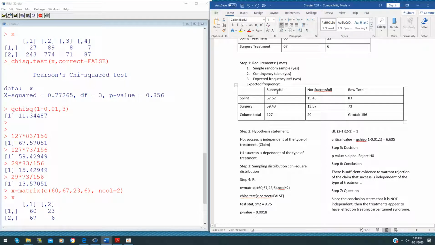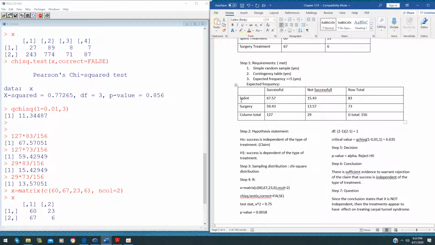If you want to figure out the successful for the splint, you have to take 127 times 83 divided by 156. So if you use a calculator, you will get 67.57. And then you do the one successful using surgery, 127 times 73 divided by 156, you will get 59.43.